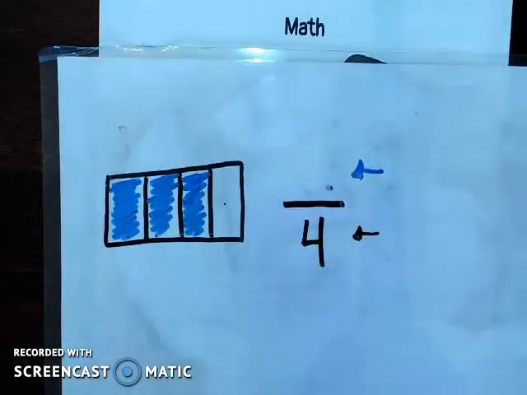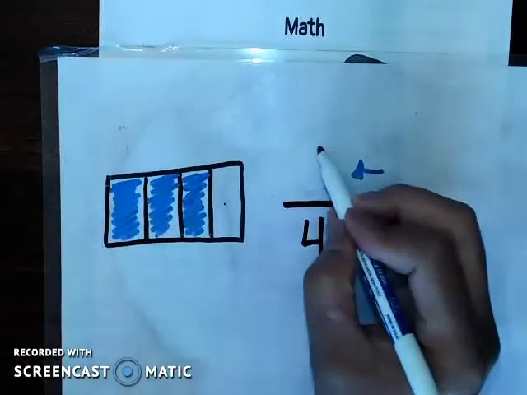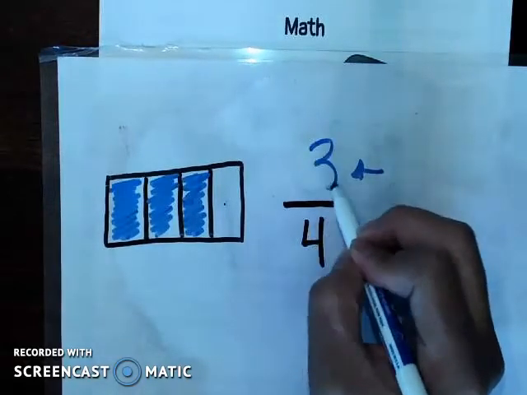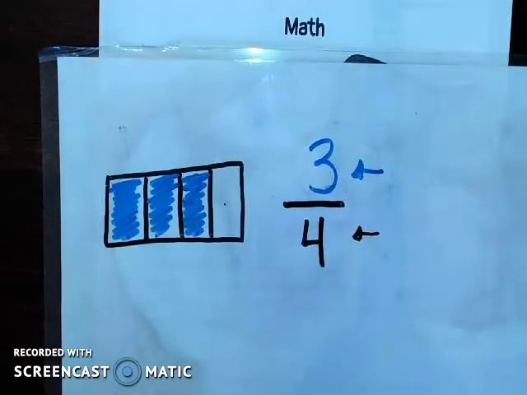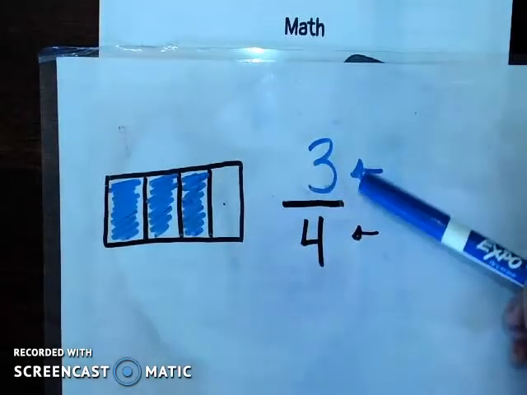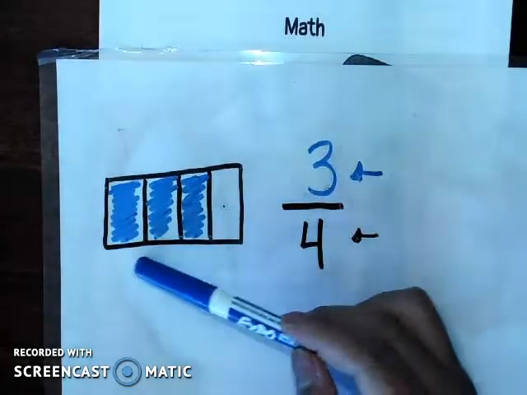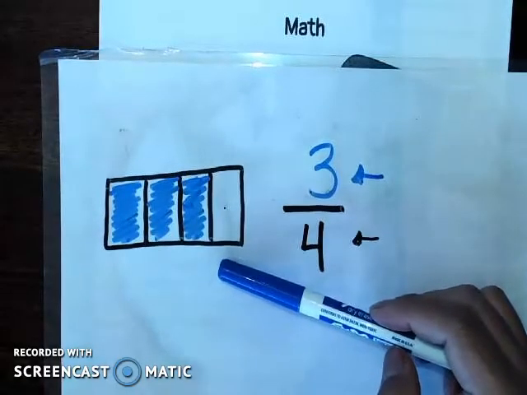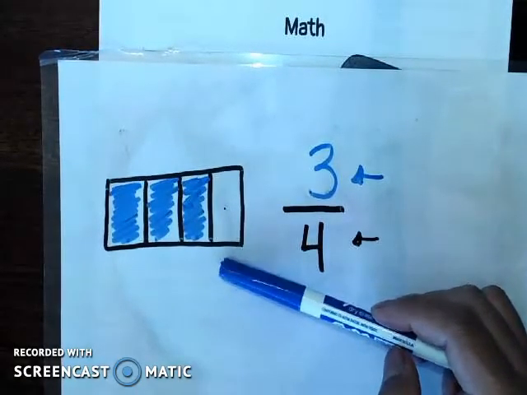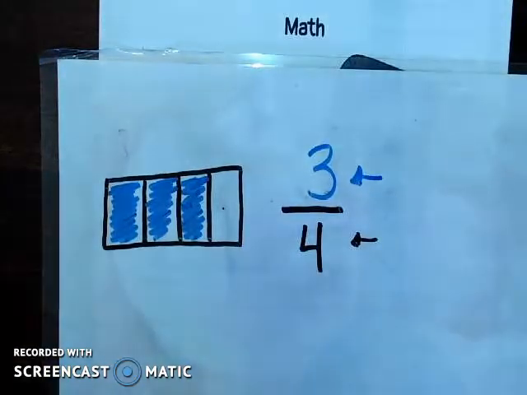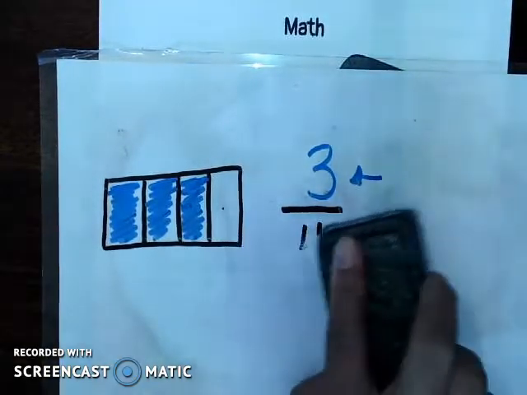So how many parts did I shade? 3. That means I write the number 3 in the numerator. This fraction shows 3/4 of the rectangle that are considered. All right, let's keep going at this. Ready? Let me keep my fraction line.